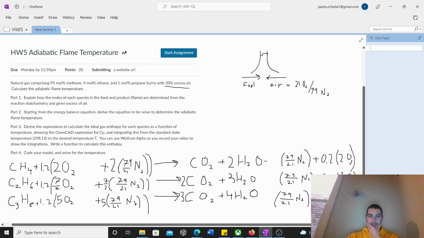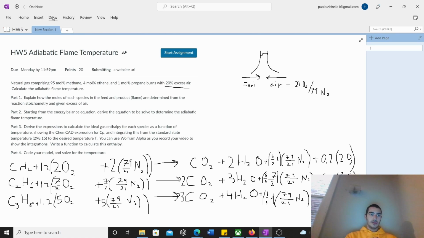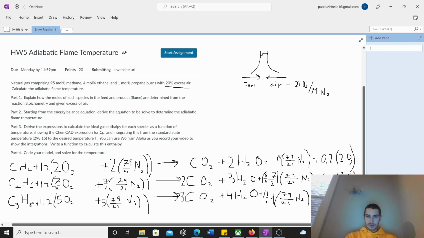However, to make this easier, instead of 1.2, I'm going to use a fraction. 6/5 is the same as 1.2, so I'm going to be multiplying that out. For the methane, we're going to multiply 6/5 times 2 and multiply that by the nitrogen gas. Meanwhile, for ethane we have again 6/5, but now multiplied by 7/2. The same with propane, we have 6/5 now multiplied by 5. And then we can simplify all this out a little bit more.